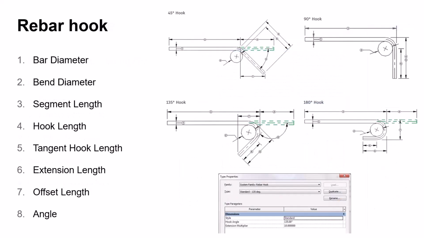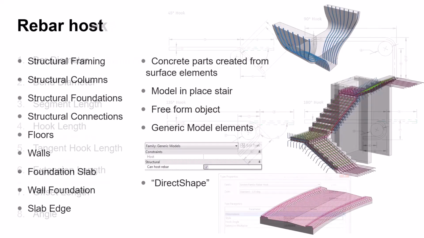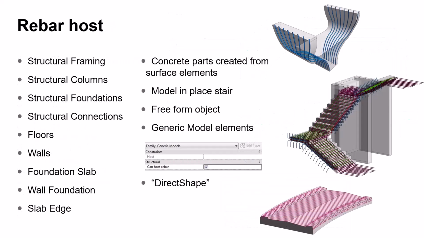And yeah, rebar hooks are fully parametric as well, which means every aspect, just like I mentioned, diameter, bar length, and angles, can be adjusted to meet design code and requirements. Rebar needs a host element where it is placed, and Revit supports many options.